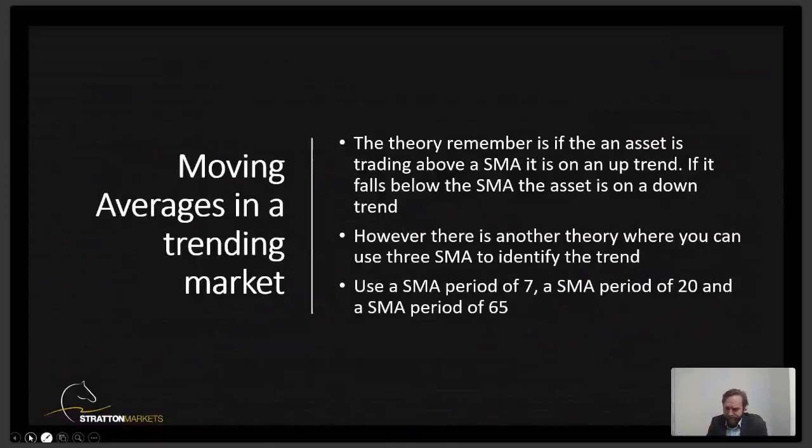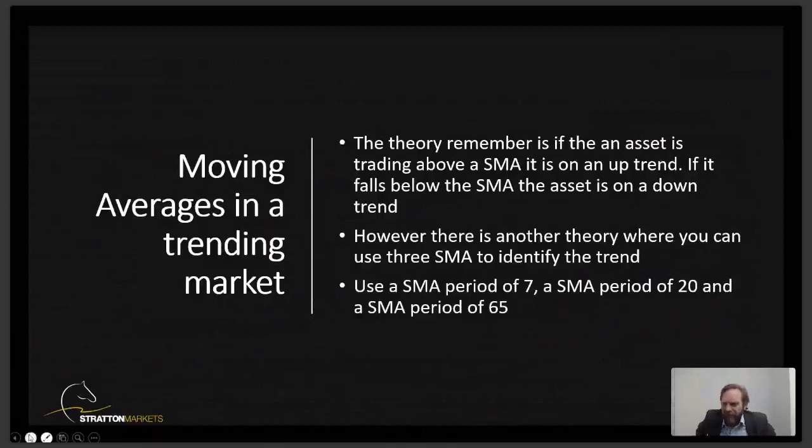But there is also another theory, that you can use 3 different moving averages to identify a potential downtrend or a potential uptrend. The theory is if you use a simple moving average of, say, 7, so closing price over 7 trading sessions, a simple moving average over a period of 20, and a simple moving average period of 65, there is a way you can use these 3 SMAs at the same time to identify if an asset is on a proper downtrend or a proper uptrend. And this is how this theory works.